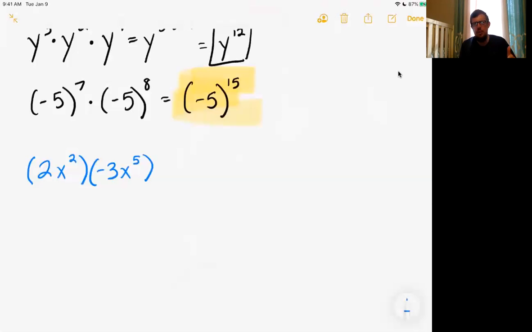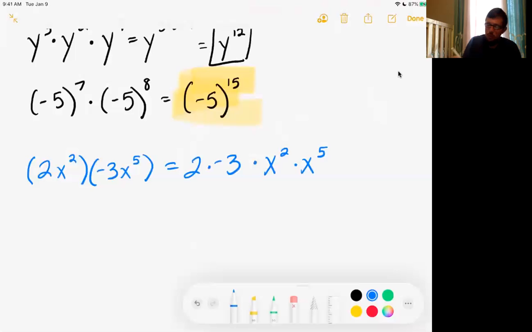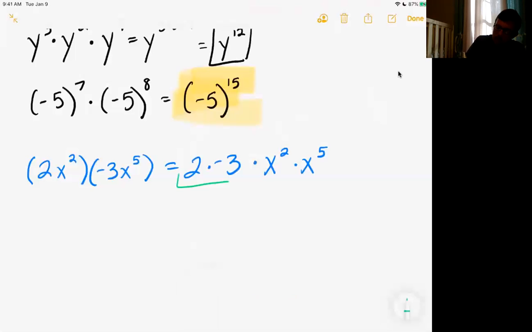Doing 2 times 3 is the same thing as doing 3 times 2, which means that doing 2 times x times -3 times x to the 5th is the same thing as doing 2 times -3 times x squared times x to the 5th. In multiplication, the order does not matter, which is useful to us because now we can just do 2 times -3, which is -6, and x squared times x to the 5th, which is x to the 7th.